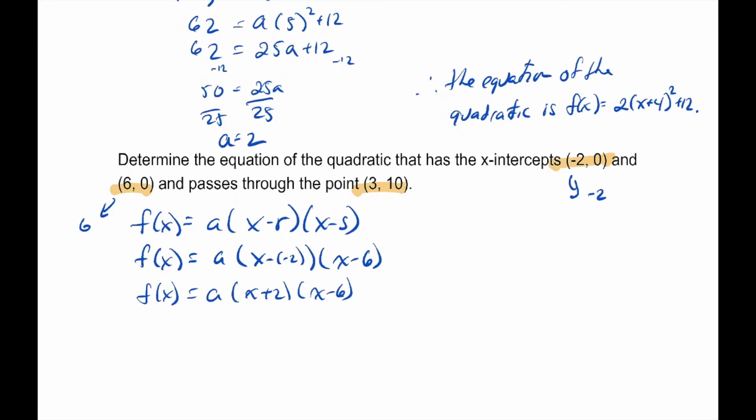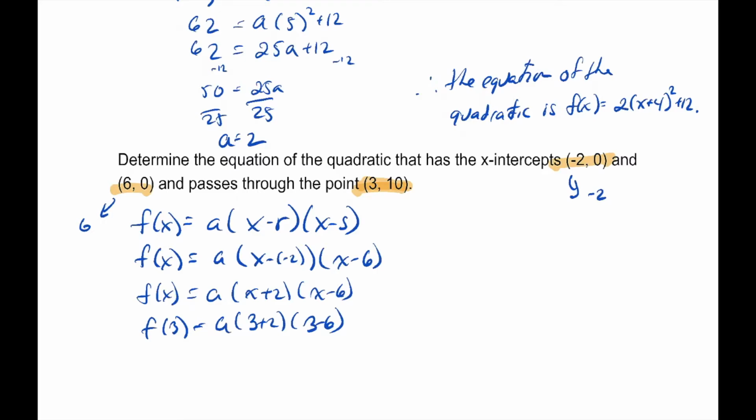And finally, just like the previous question, we're going to make use of the fact that the point (3, 10) is on the parabola. That means the values of x and y that make this equation true are 3 and 10. So we plug that in. Here x would be 3, so 3 plus 2, 3 minus 6.